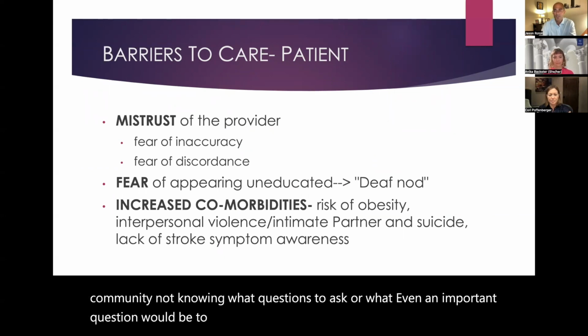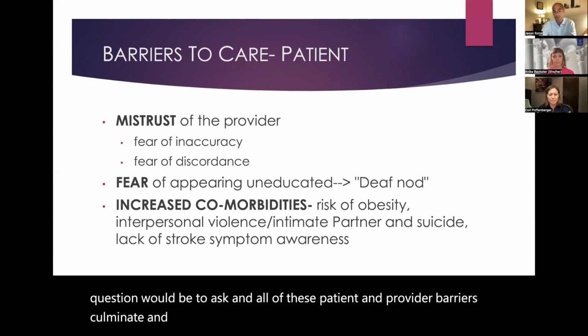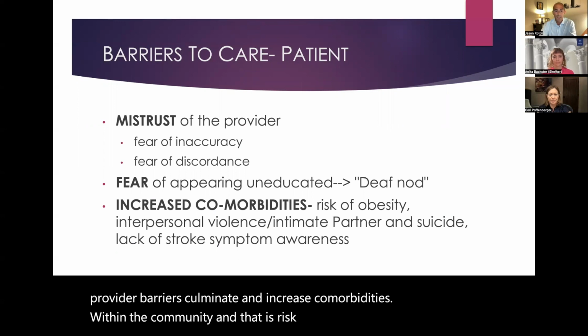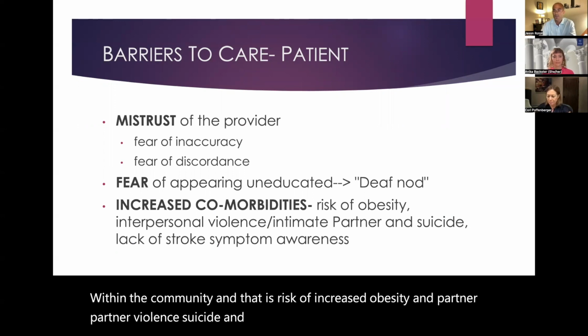And all of these patient and provider barriers culminate in increased comorbidities within the community. And that is risk of increased obesity, intimate partner violence, suicide, and also lack of awareness of stroke and cardiovascular system symptoms.